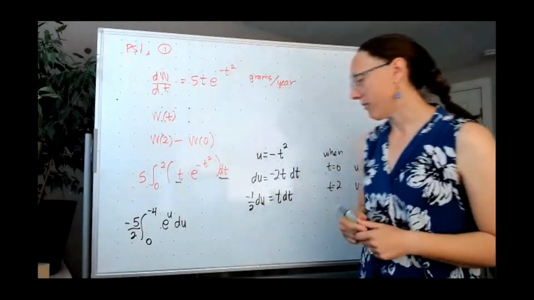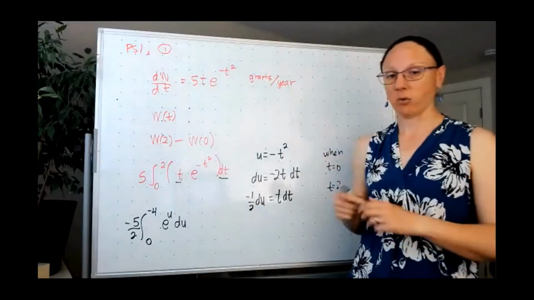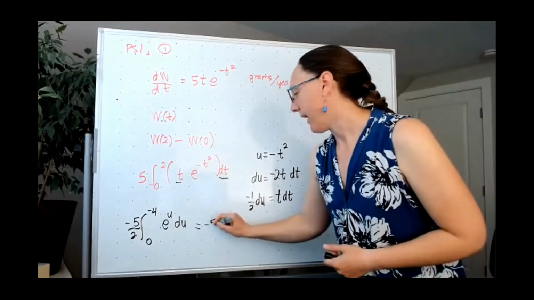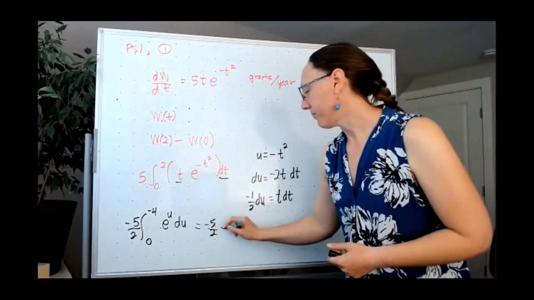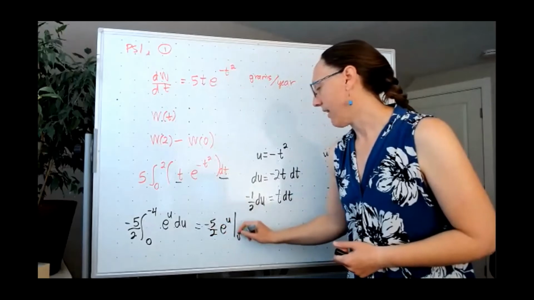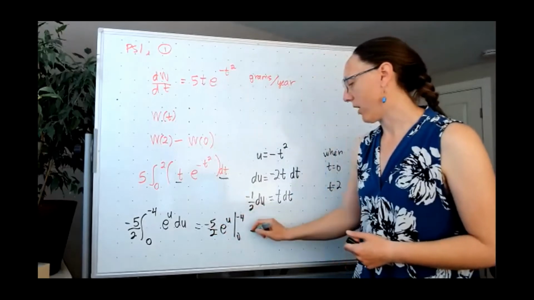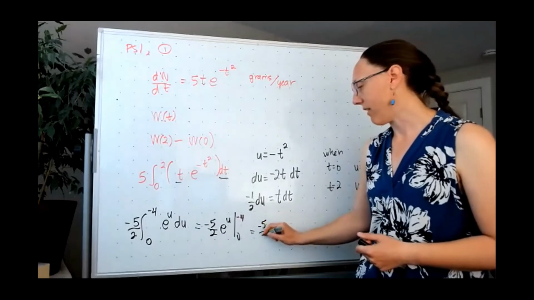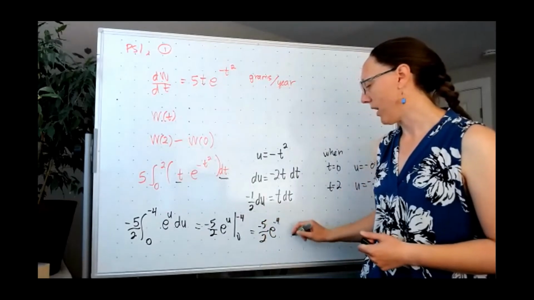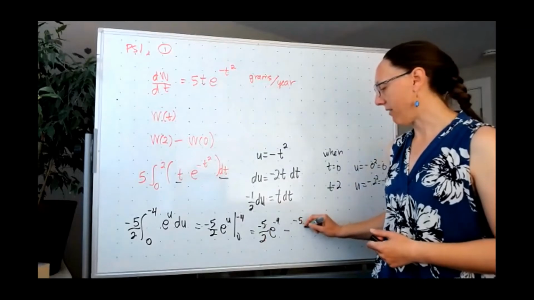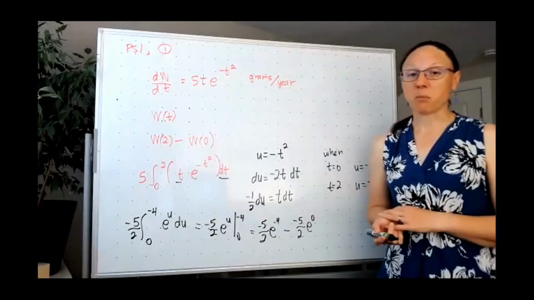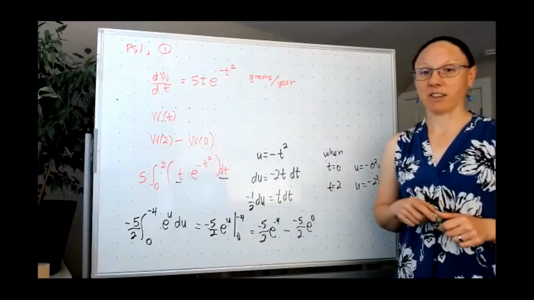The antiderivative of e to the u is e to the u, which means I'm going to end up with negative 5/2 e to the u evaluated from 0 to negative 4. That means I'm plugging in the negative 4 first. So I'll have negative 5/2 e to the negative 4 minus negative 5/2 e to the 0. And we don't have to simplify. We can walk away and just leave it like that.